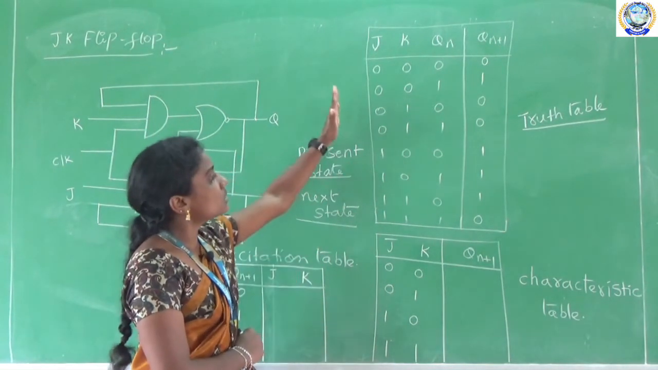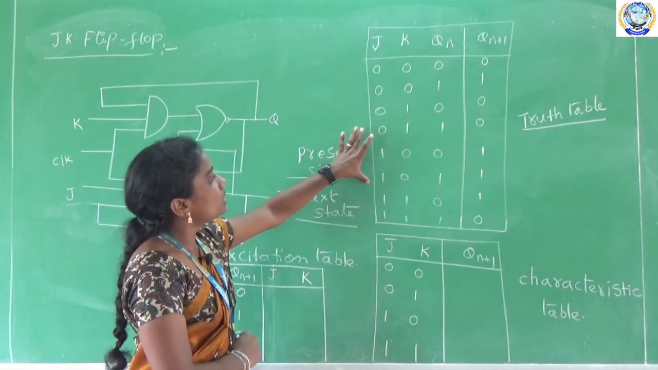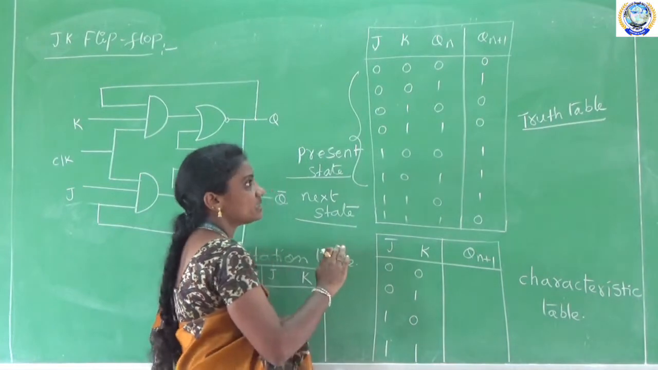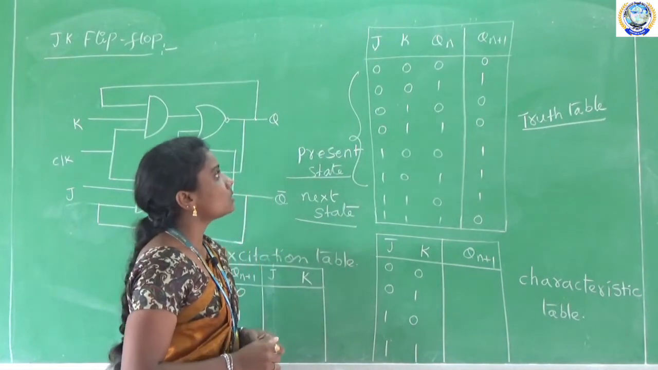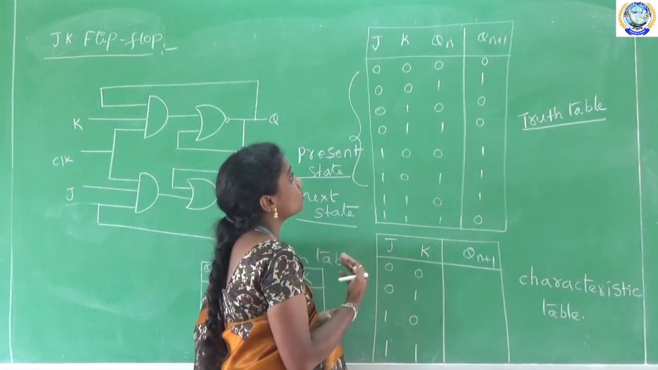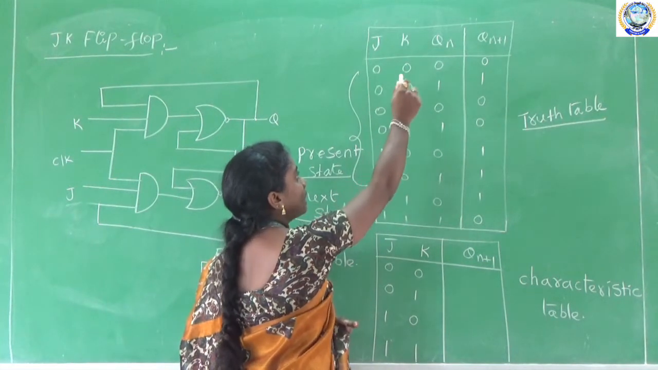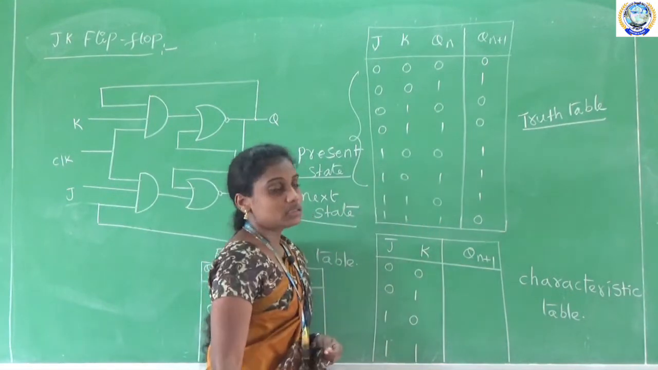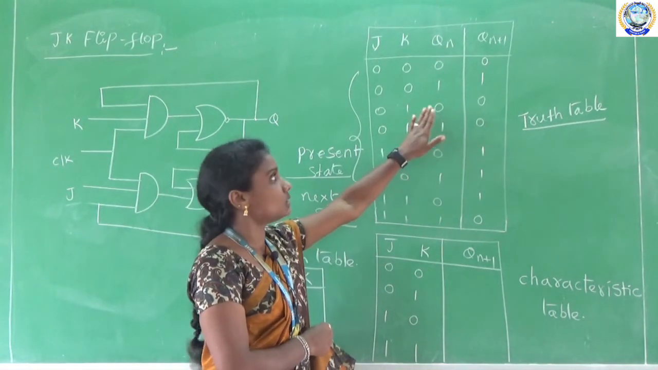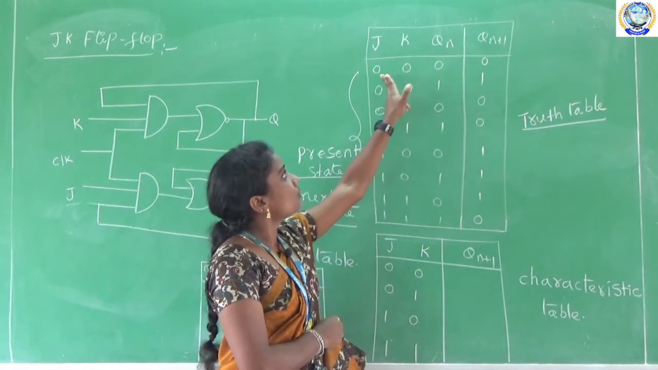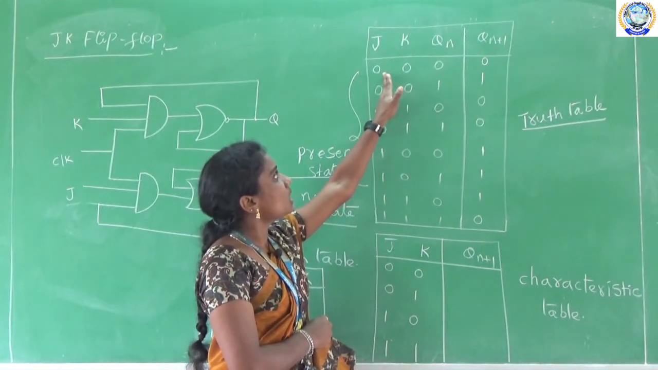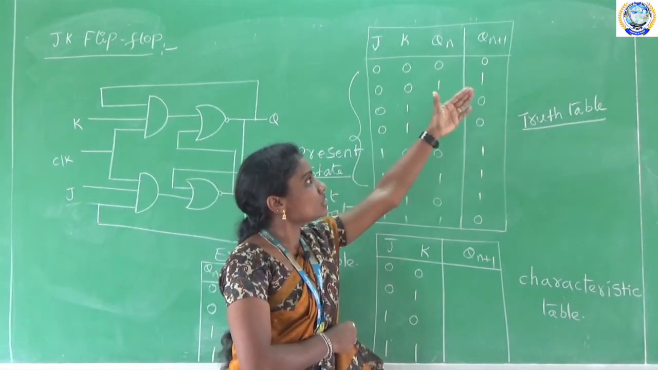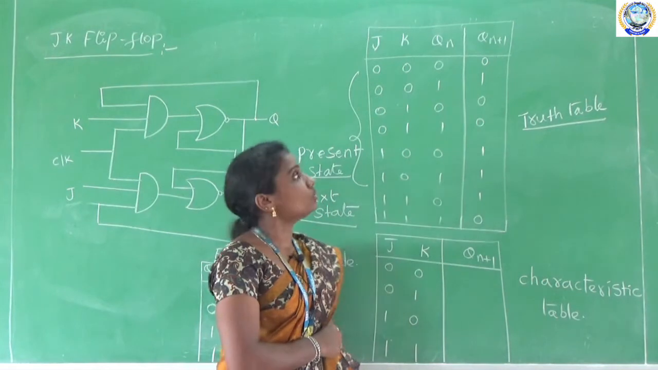If we see this truth table, up to this condition, it is the same as the truth table of the SR flip-flop. What we discussed in the SR flip-flop, when both S and R equal 0, the output will be based on the present state. That means there is no change. That is the memory condition. Here also, if J and K equal 0 and Qn equal 0, then there is no change in the next state. It is also equal to 0.